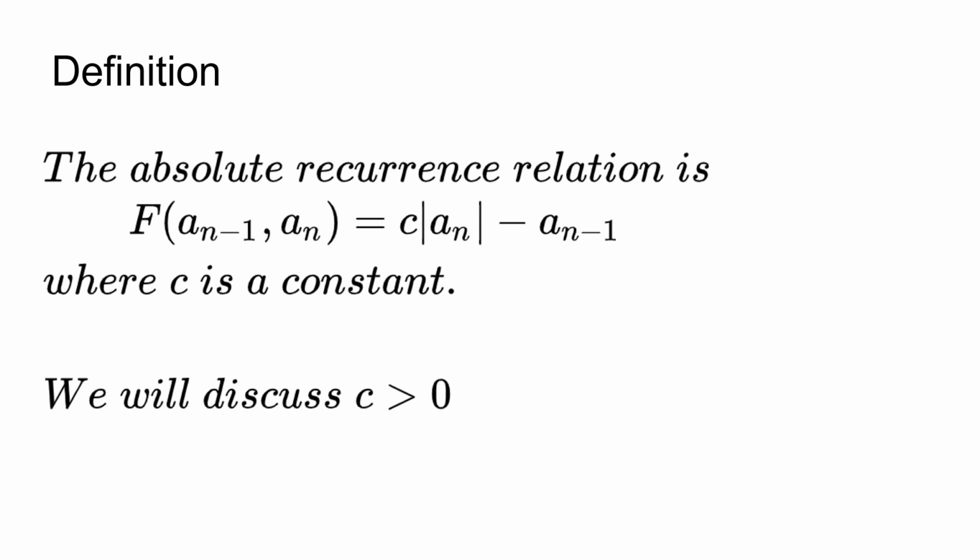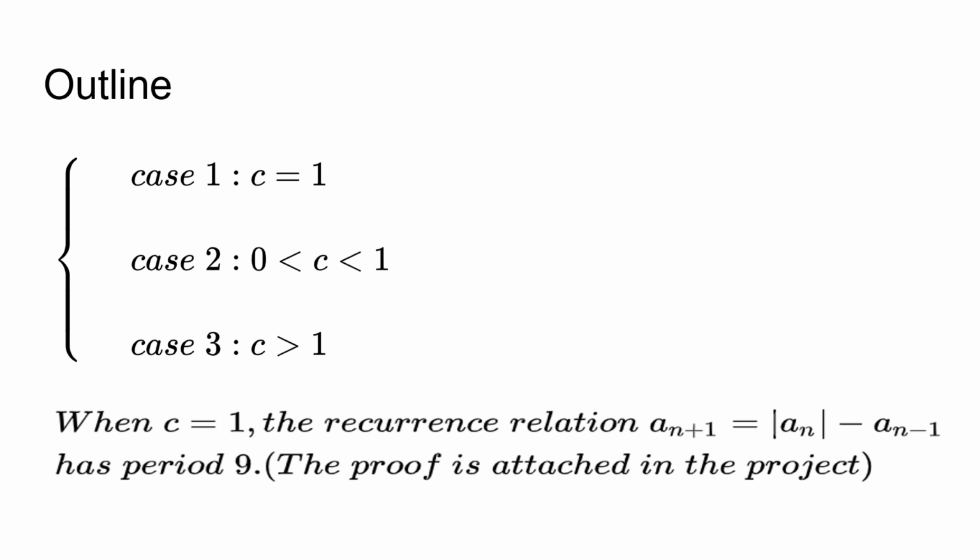Hello everyone, today I'd like to talk about the periodicity and boundedness of the absolute function recurrence relation by using the graphic method. The definition of the absolute function recurrence relation is as follows, where C is a constant. In this section, we will discuss positive C. We'll discuss three cases: C equals 1, C lies between 0 and 1, and C is larger than 1.